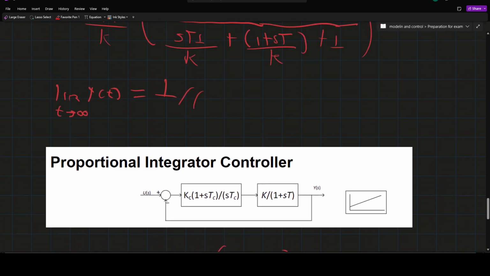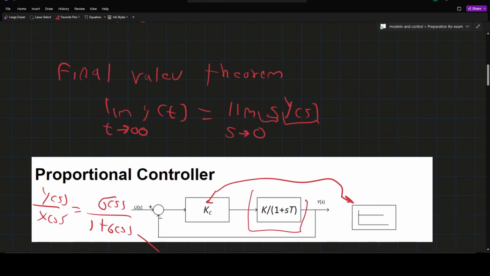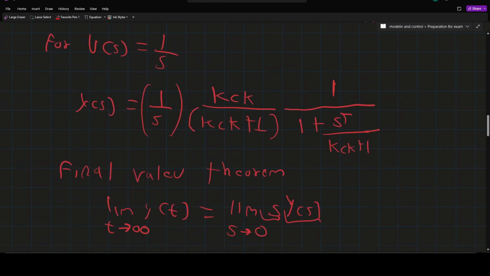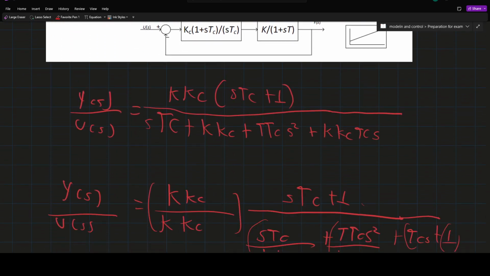So this was just a review of different controllers for when we do the control for our DC machine. Hope this helped.